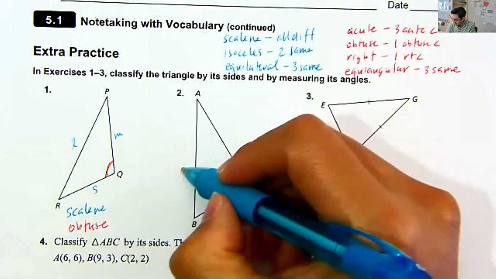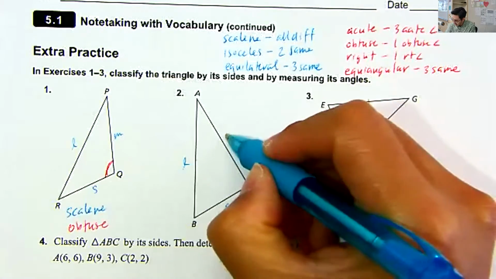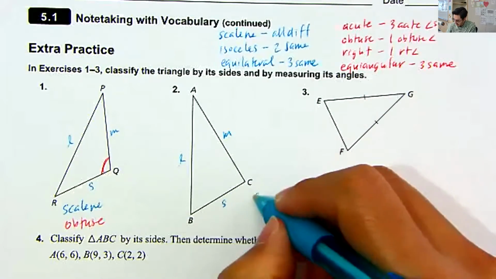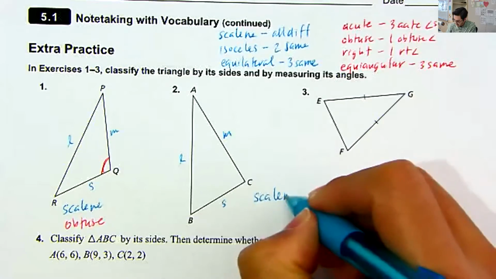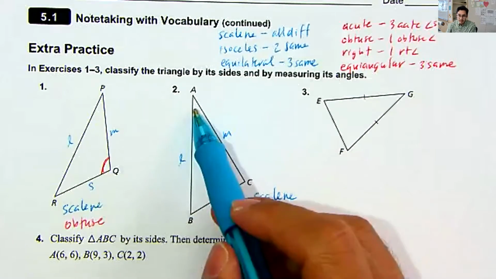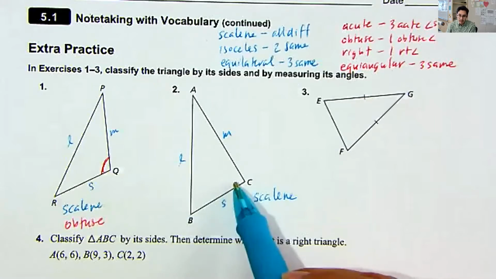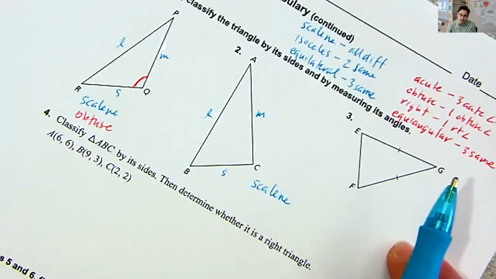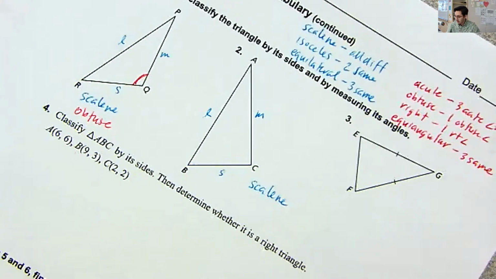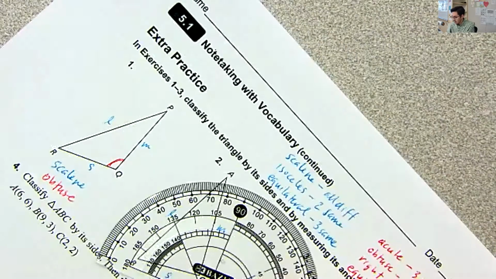Triangle number 2, again, we see a long side, a short side, and a medium side. So they're all different lengths. So we're going to automatically call this one scalene. And then as far as the angles, like this one is acute, this one is acute. This one, it sort of looks like it's a right angle. I mean, I can't tell for sure. So let's use a tool.